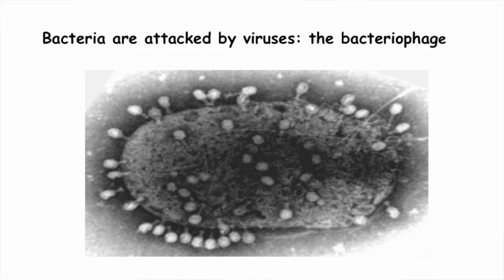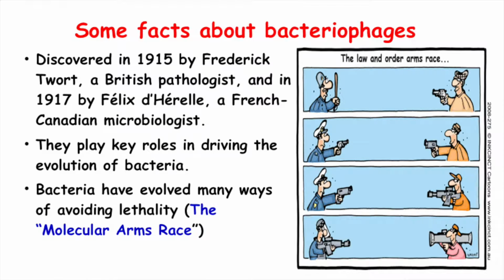This is an electron microscopic image of the bacterium being attacked by many bacteriophages. The white dots are the bacteriophages. So now some facts about these viruses. They were discovered in 1915 by Frederick Twort, a British pathologist, and in 1917 by Félix d'Hérelle, a French-Canadian microbiologist. They play a key role in driving the evolution of bacteria, as bacteria have evolved many ways of avoiding lethality, and this is why we can call this process a molecular arms race.